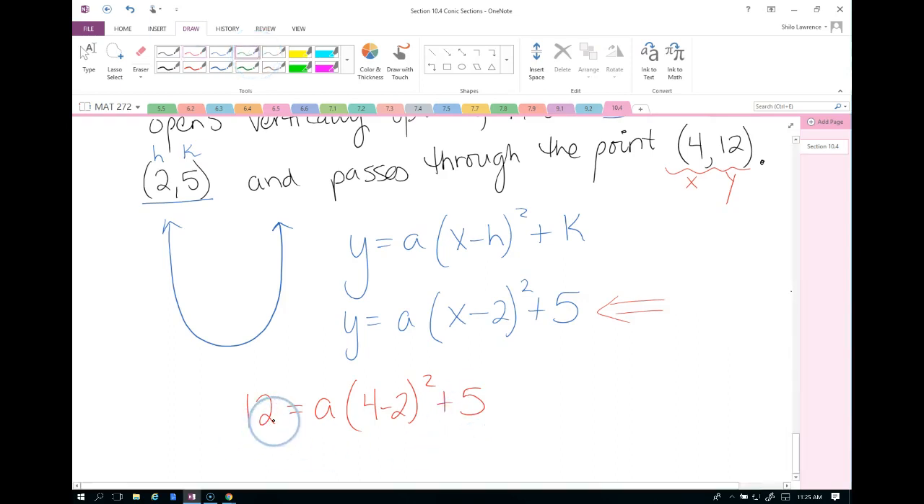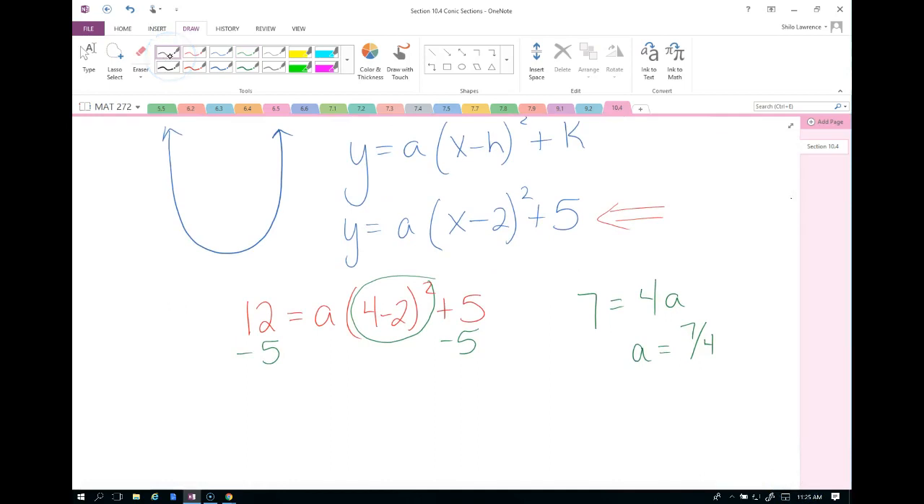So we'll subtract over the 5. And when we do that, we'll go ahead and figure out this number. 4 minus 2 is 2. And then when we square that, we get 4. And we'll get 7 equals 4a, and we could divide the 4 over, we get a is 7/4.